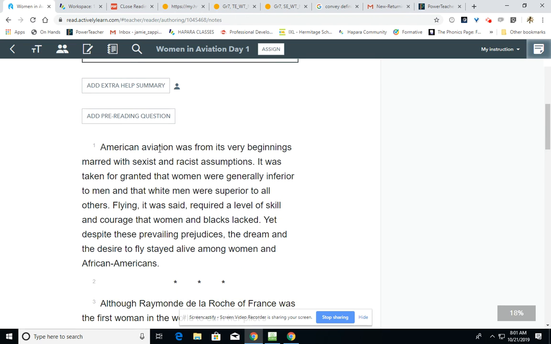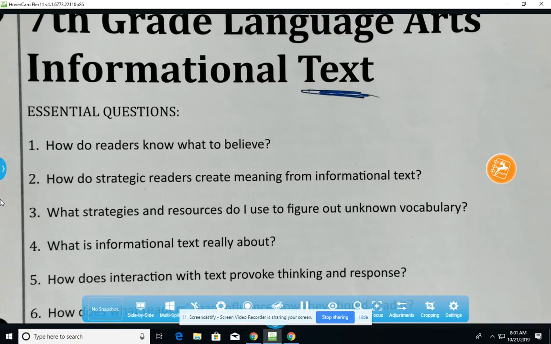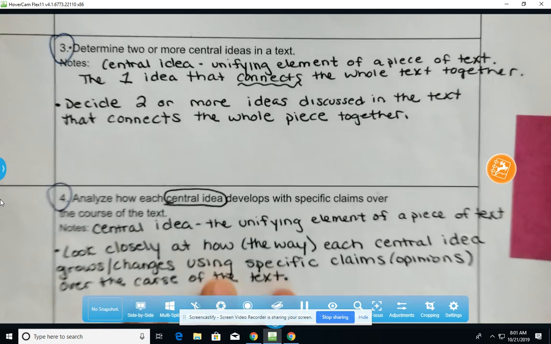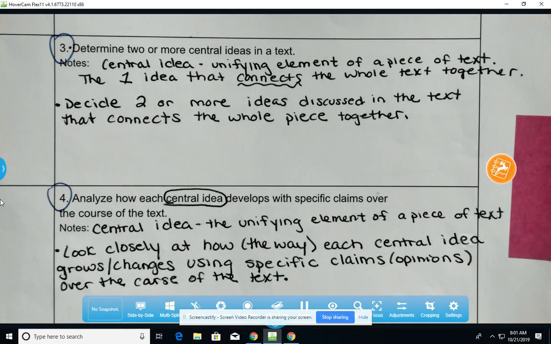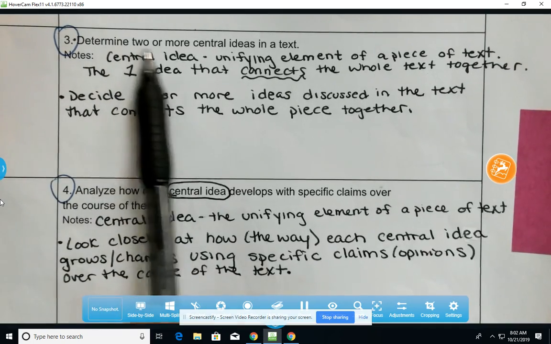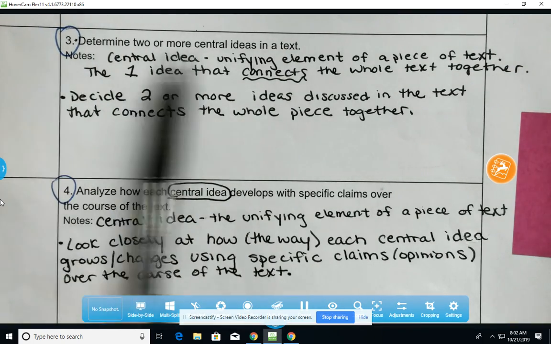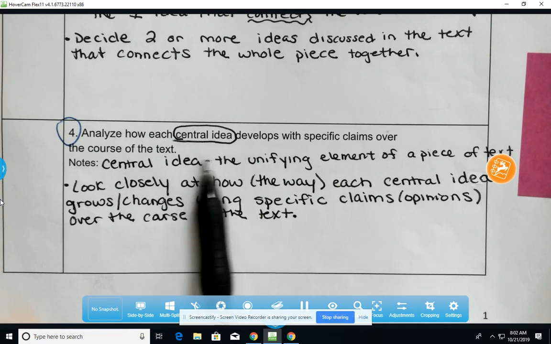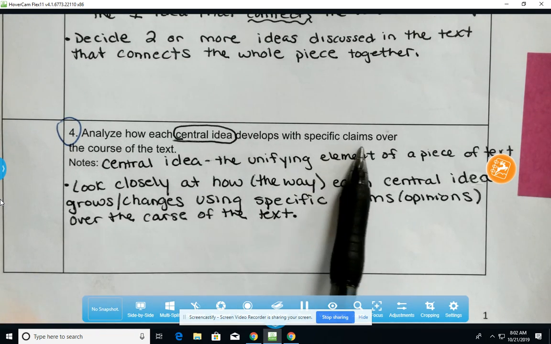Within our first phase of reading, we're going to focus back in on the learning targets about central idea. Central idea is a key contributor in informational text. And so we're going to determine what 2 or more central ideas are in the text, and to analyze how that central idea develops over the course of the text with specific claims.